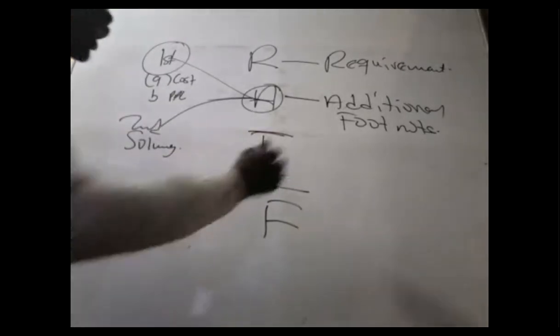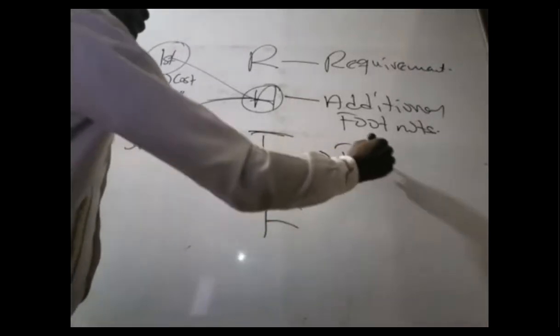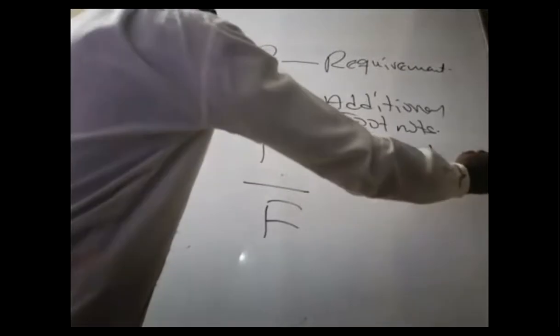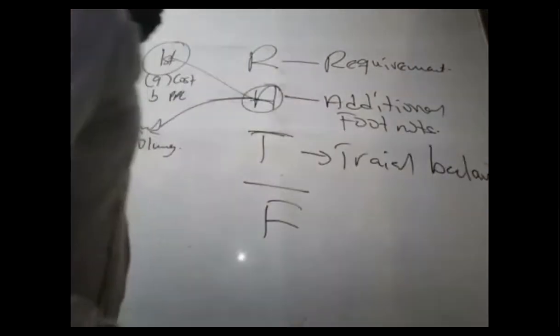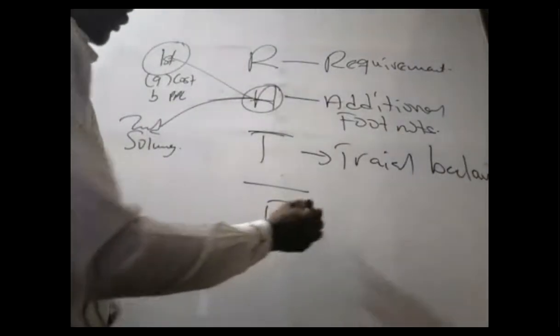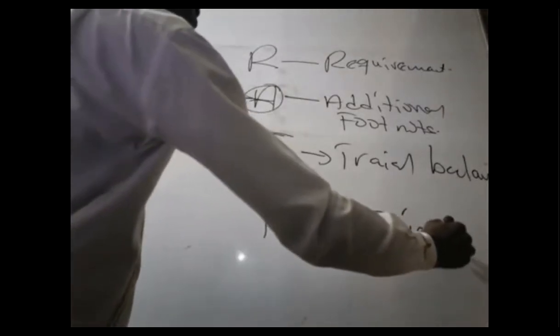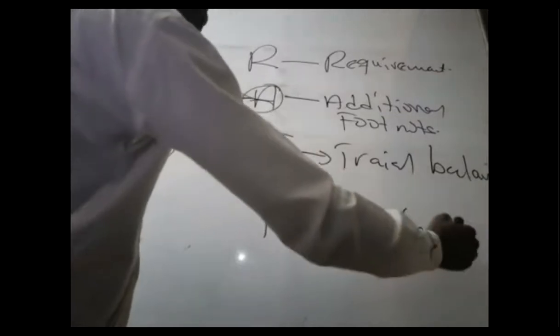You are done. Then you go to T. The T is for trial balance. And then F is financial statement. So they'll give you financial statements or a trial balance.